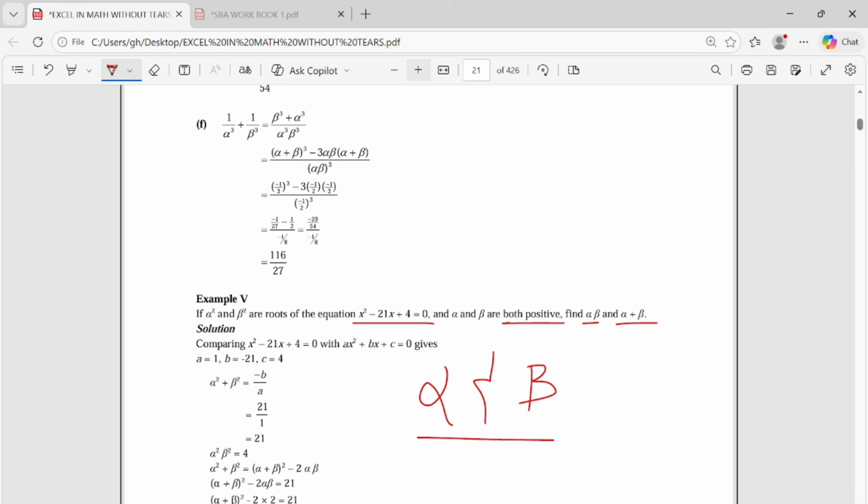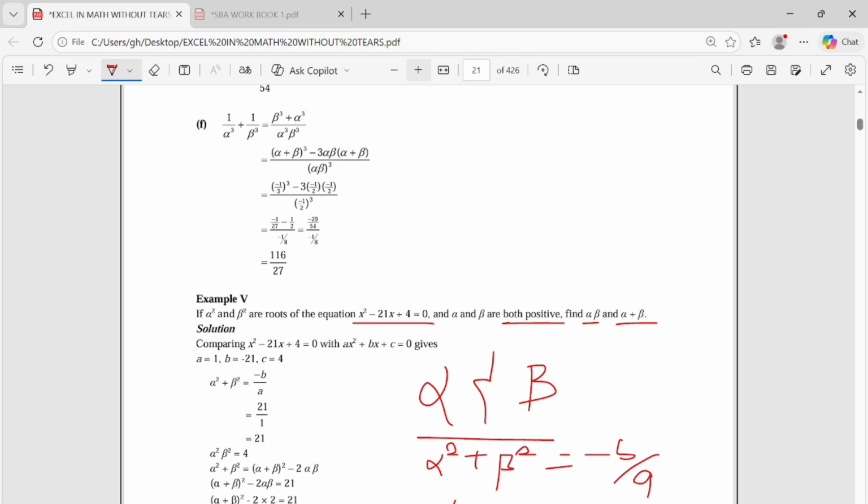So if I'm to get the values of alpha beta and alpha plus beta, I'll first of all know that if I add my roots alpha squared plus beta squared, I come up with negative b out of a, as we have done before. And then I also know that if I multiply these roots, I will be getting, let me try to write it here. I'm saying alpha squared plus beta squared is the sum of roots, and it is equal to negative b out of a.